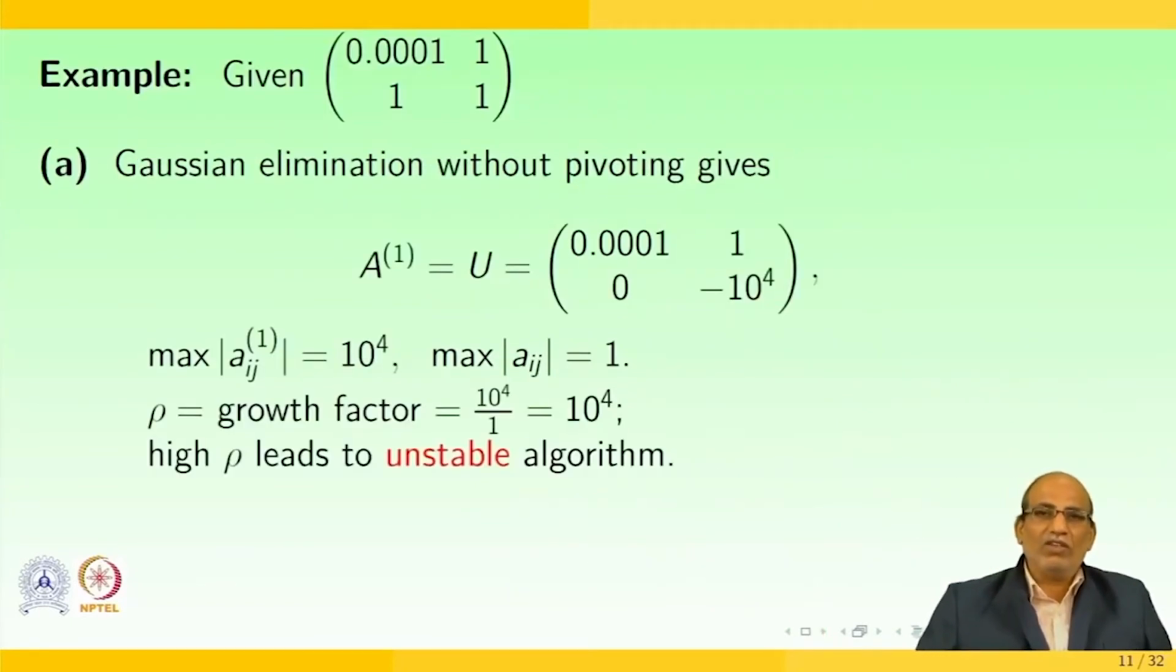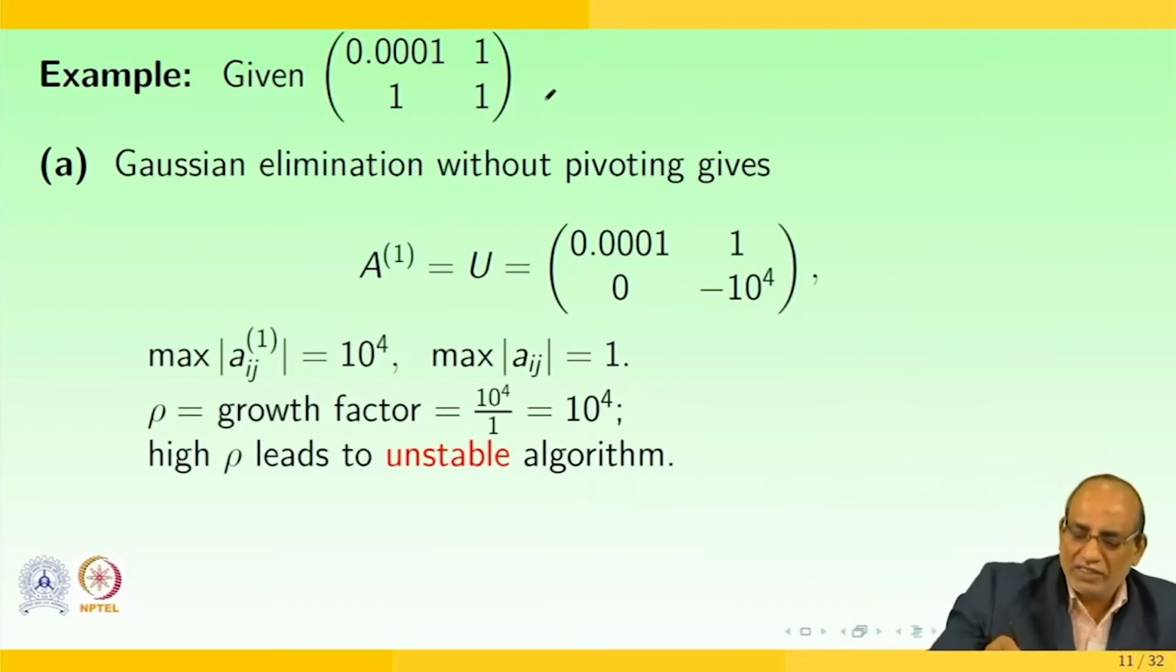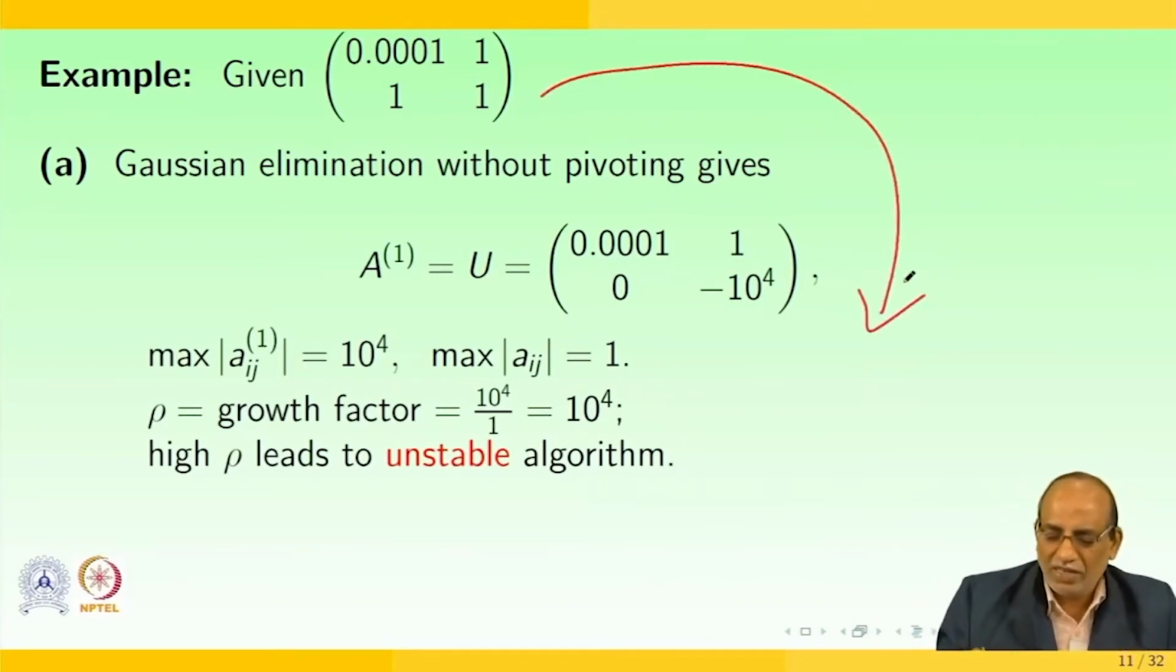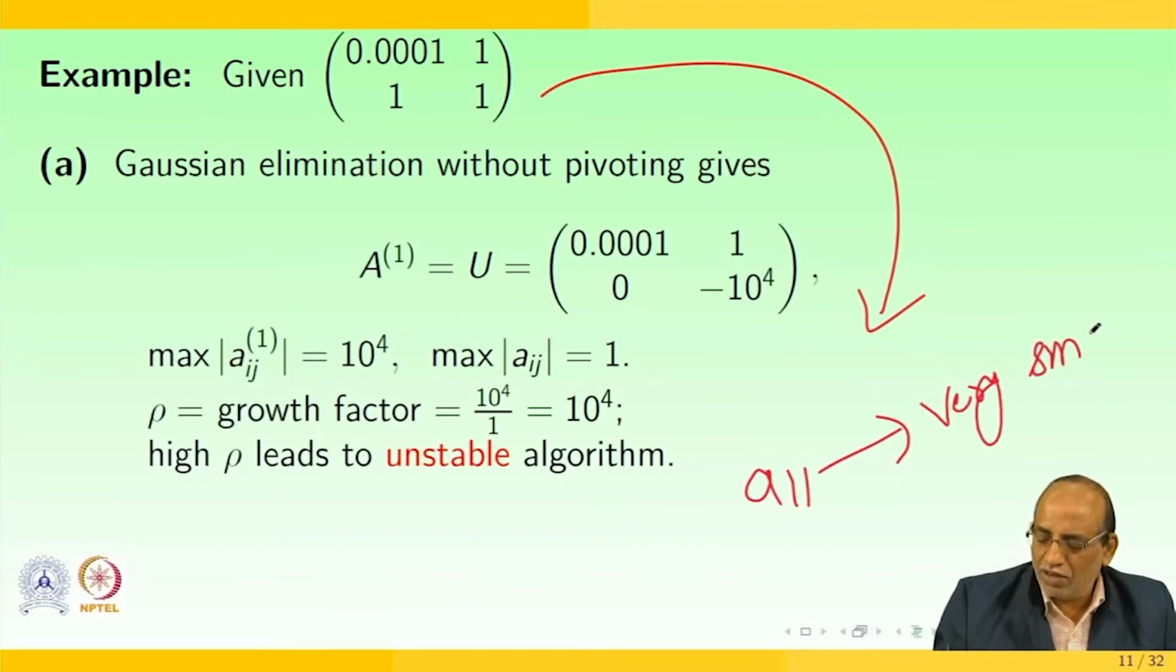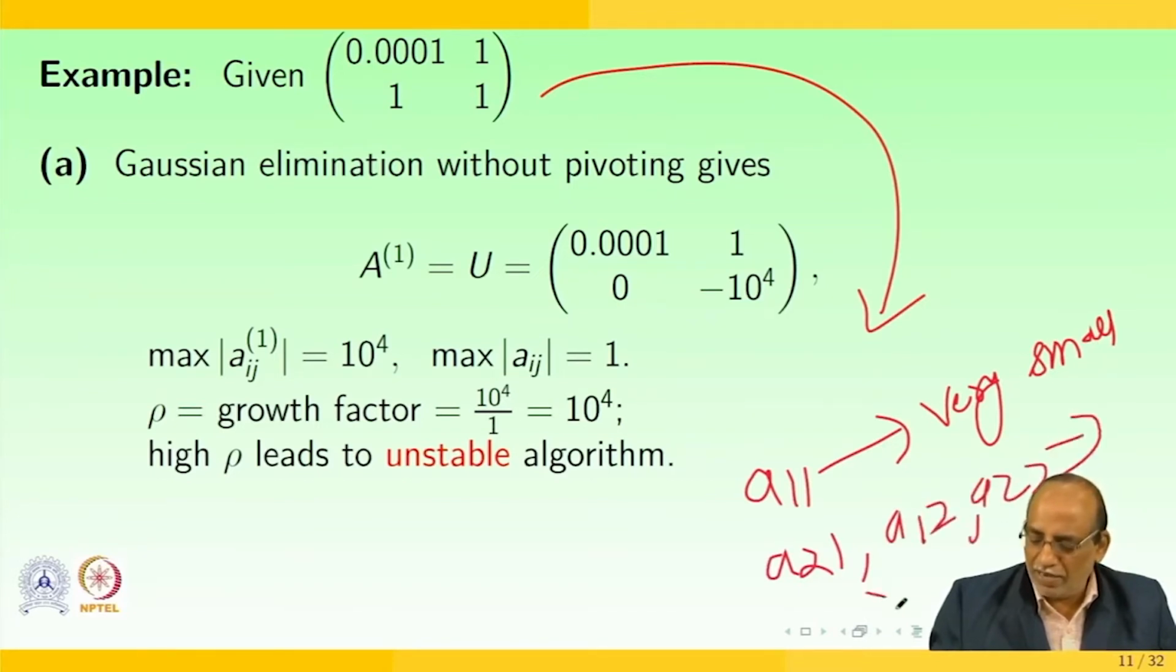Now let us look at a simple example of how we can find the growth factor. Look at this matrix. A11 is very small, and A21, A12, A22 are relatively bigger.